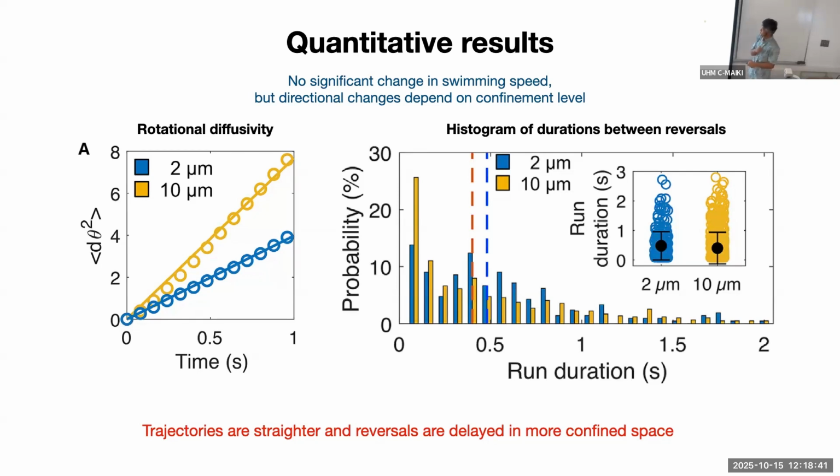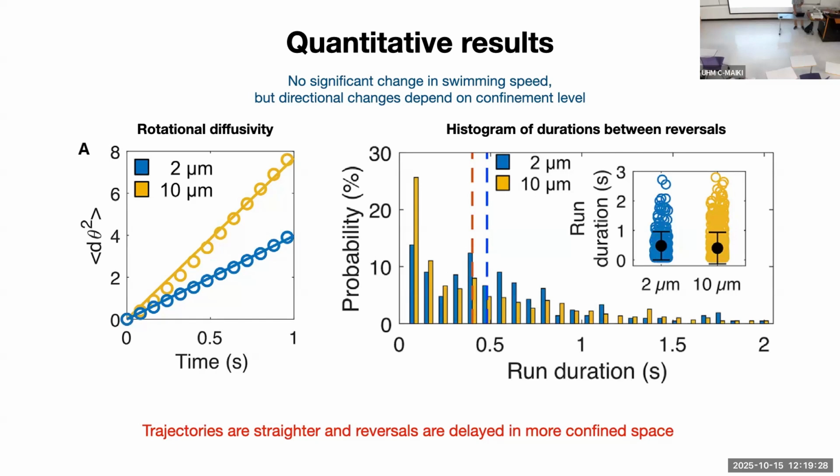The other difference we saw is that, as I should have mentioned, these cells run for some time and then reverse direction randomly. The duration between successive reversals typically has an exponential distribution, shown by the yellow bar in the 10 micron channel. But it becomes different in confinement. In 2 micron channels, we saw very few short runs. So it seems like these reversals get delayed under confinement, for reasons we still don't really understand. So these are the quantitative differences we saw.